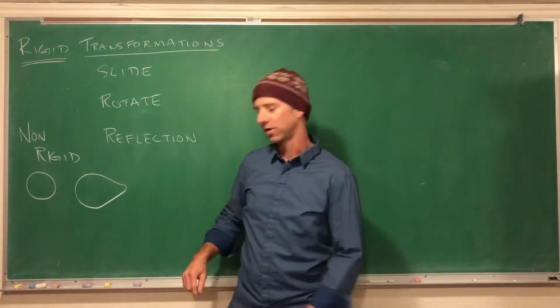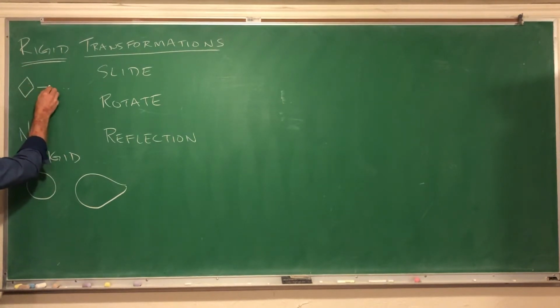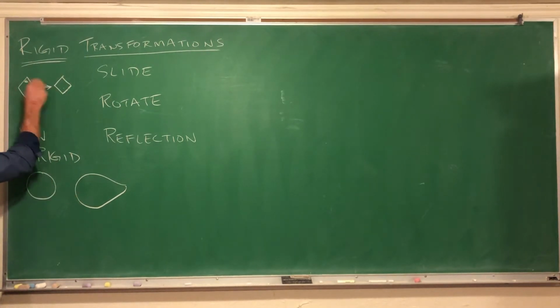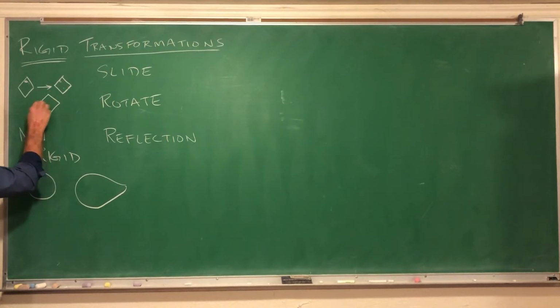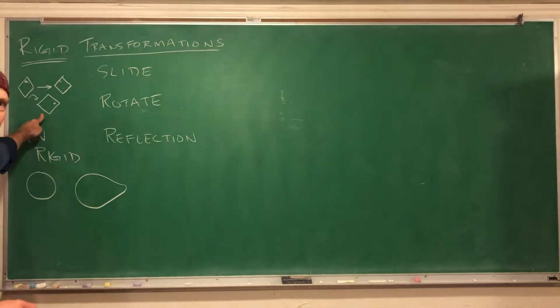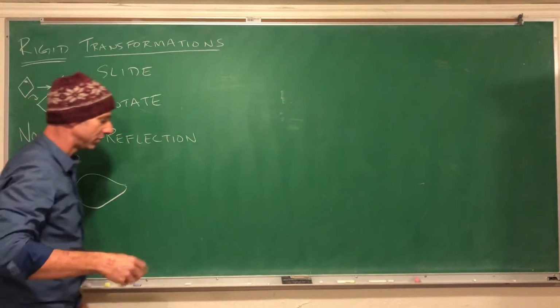However, rigid transformations would be something like, let's take a kite, and in this case, I slide it, and it's the same. I'm going to put a little dot on here. Maybe I rotate it, and you can see it's the same here. Both of those are rigid transformations because what I started with is also what I finished, except just moved. So let's take a look at how we use these.